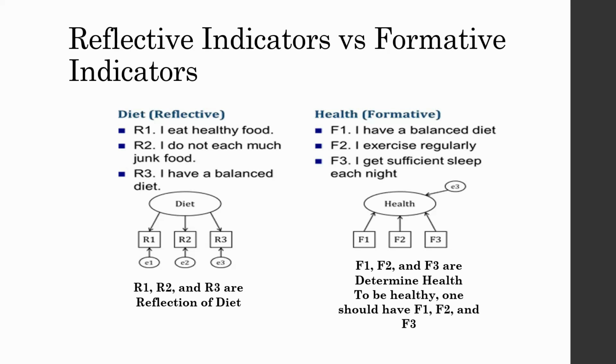Look at the other one. You cannot replace one with the other. So I have a balanced diet. It cannot cover for exercise. I have a balanced diet, but I'm not exercising. I get sufficient sleep, but I'm not exercising. So one cannot cover for the other. This is formative.